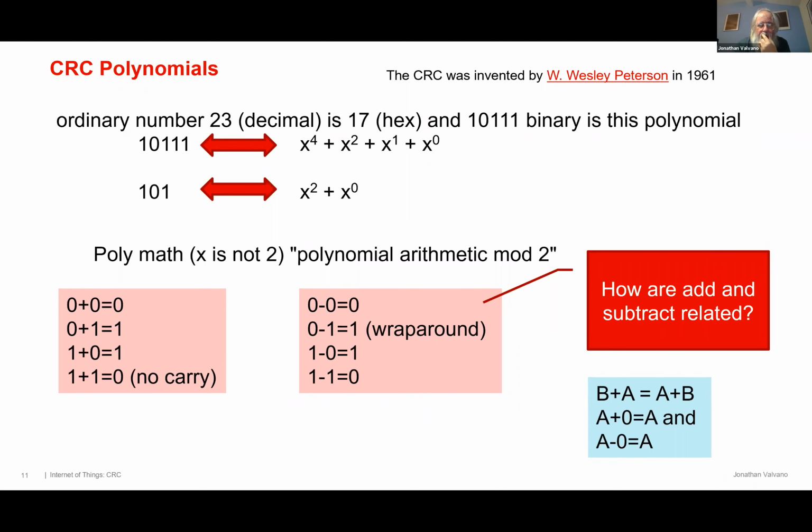I'm going to remind myself here. All right, so I have two polynomials.